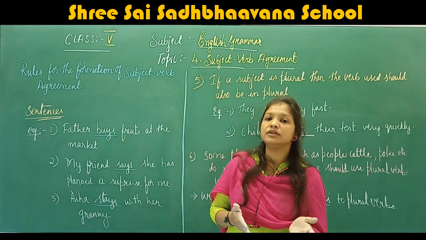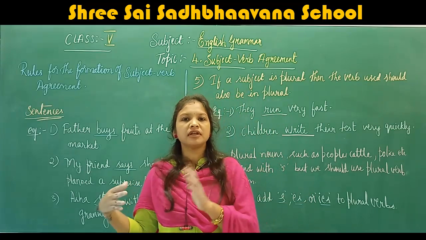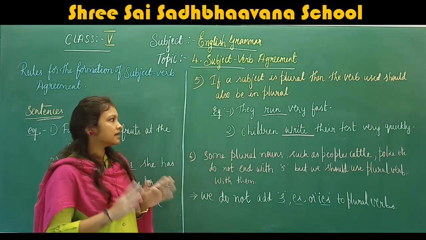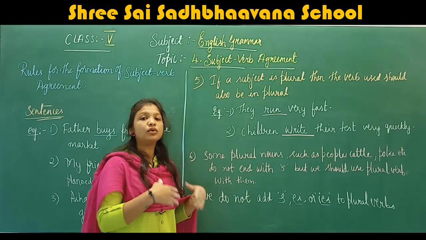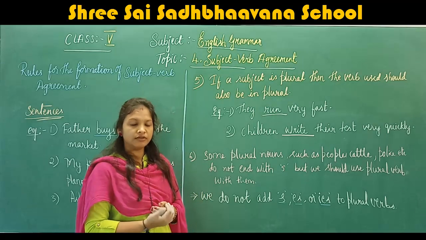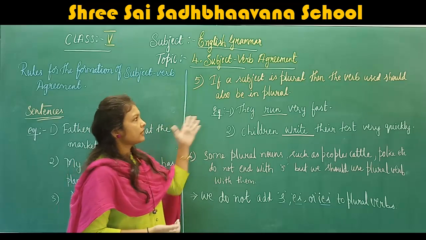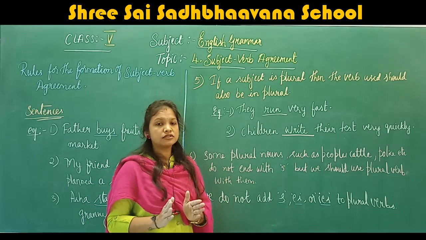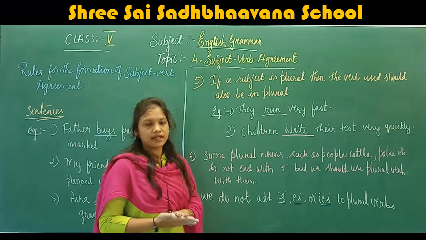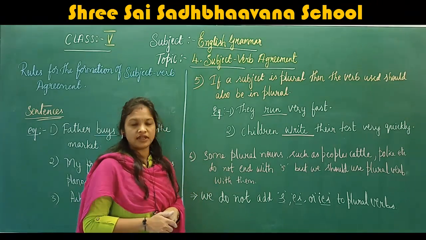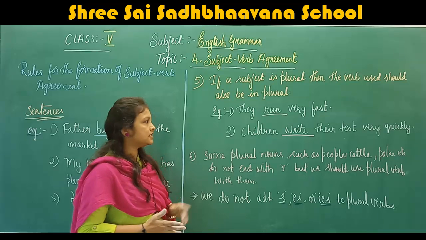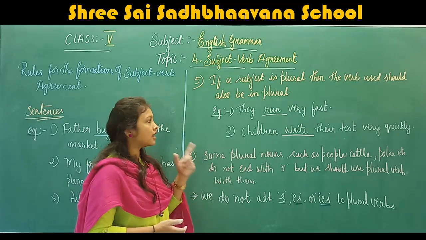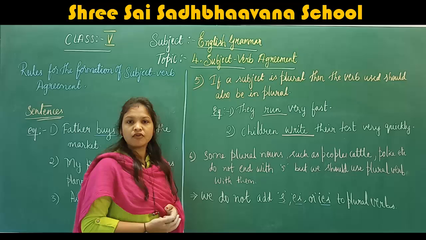Next, we will look into the conversion of the third person singular form to plural verbs, when the subject is in plural, and how to form the third person plural. If a subject is plural, then the verb also should be in plural form. For example, they run very fast. Here they is a plural subject, so run is also a plural form.